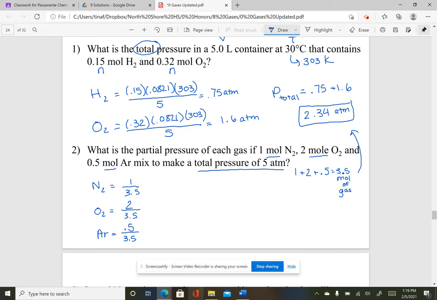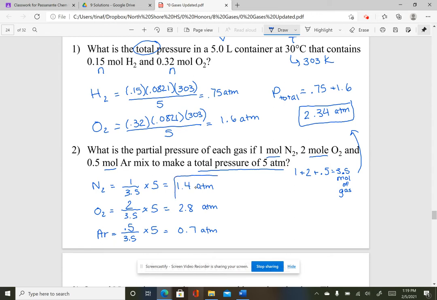Now, guys, this is almost like the percentage of the total number of moles that each gas is making up. So if I multiply this by 5, which is the total pressure, I'm going to be able to figure out what each gas is responsible for. Let's throw this in your calculator. You should get 1.4 atm for nitrogen, 2.8, and you should be doing this to make sure you're getting the same numbers as me, and 0.7.